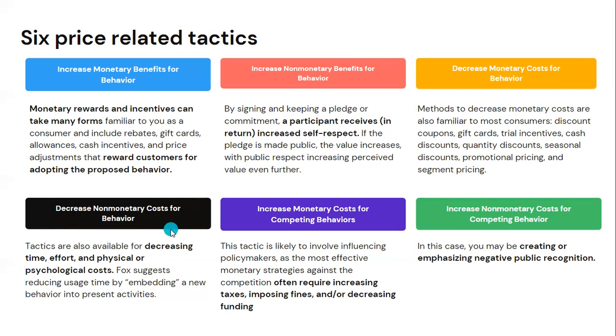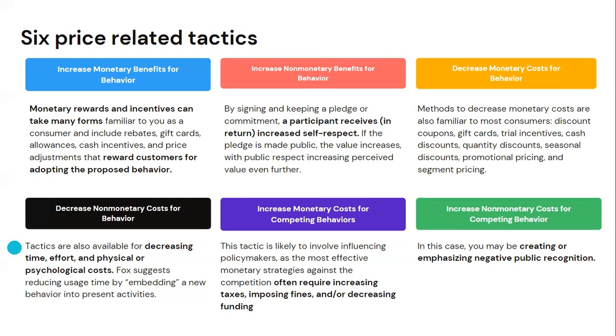Fourth, we can decrease non-monetary cost in exchange for the desired behavior. So this can be in the form of what we mentioned earlier as non-monetary costs, in the form of time, effort, and physical and psychological costs. It was also suggested that reducing usage time by embedding a new behavior into present activities can be an effective tactic for your participants to adapt to that behavior.